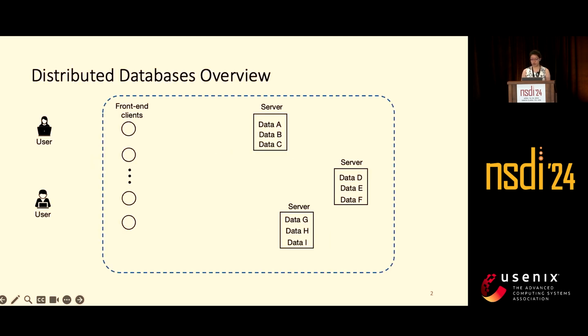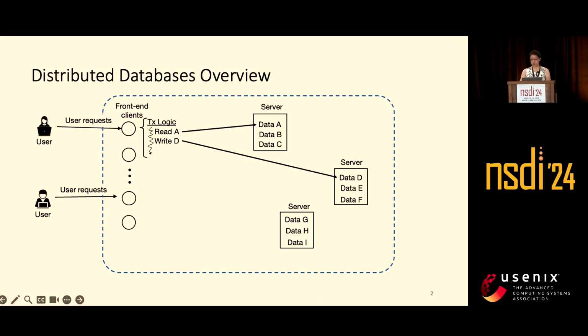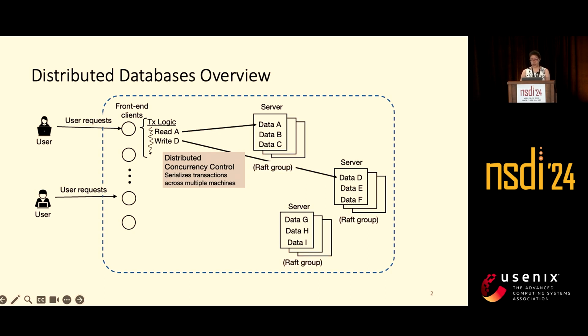In a distributed database, front-end client machines receive a user request and translate it into a transaction, which is a set of operations that are executed atomically or not at all. The client sends the operations to the relevant distributed servers, which store the data. These servers run distributed concurrency control protocols to ensure that transactions take effect in an order that satisfies consistency. These servers then replicate the data for fault tolerance using a consensus protocol, for example, Raft. When the transaction successfully commits, the clients then return the results back to the users.